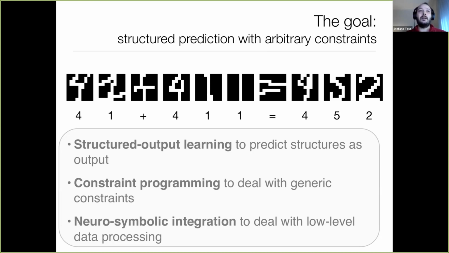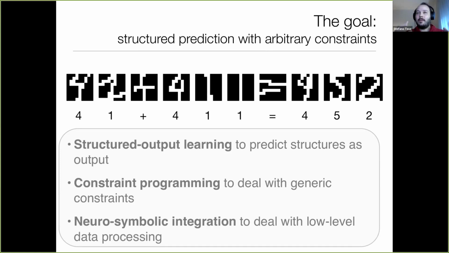It involves combining a bunch of different techniques. And in particular, what we do in order to perform this kind of task, we have to combine structured output learning, which is now a classical technique used for predicting structured outputs from inputs, for instance, parse trees from text, together with constraint programming, which is a class of techniques for imposing constraints on structured objects, as well as neuro-symbolic integration, which enables us to compute predictions from sub-symbolic inputs, in this case, images.